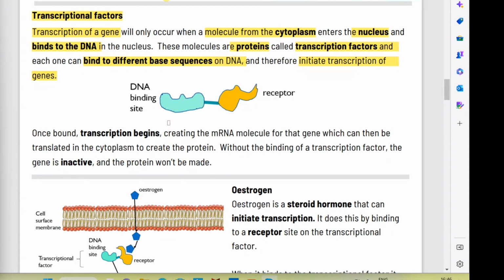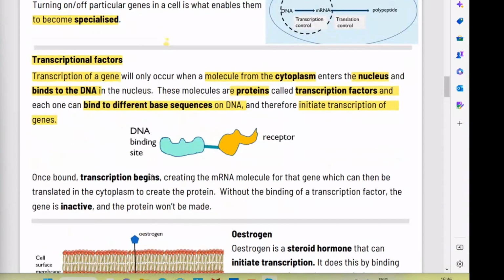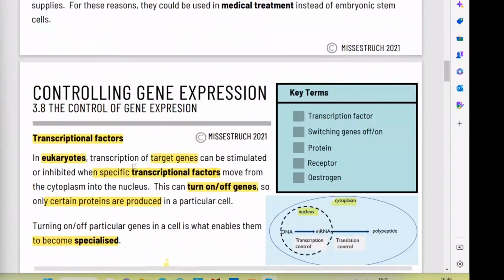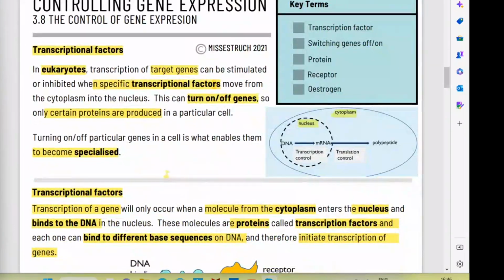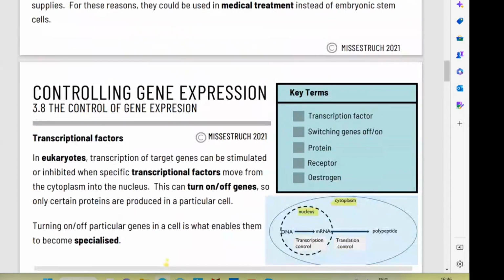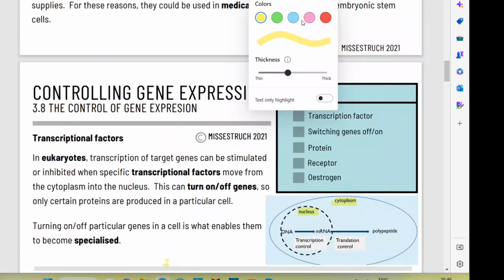Let's get started. So, let's start from the very beginning. So we're going to talk about transcriptional factors, right? Yeah. So let's start that. So, hang on a second, bear with me. Okay. Zone in.